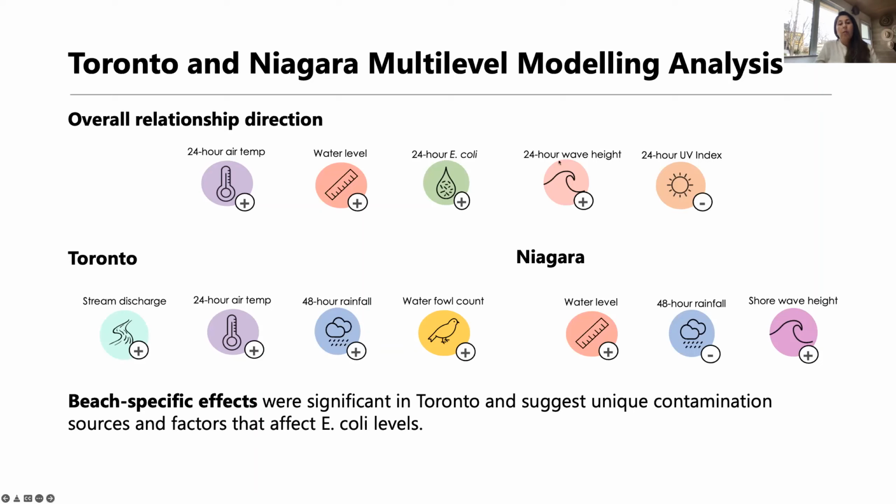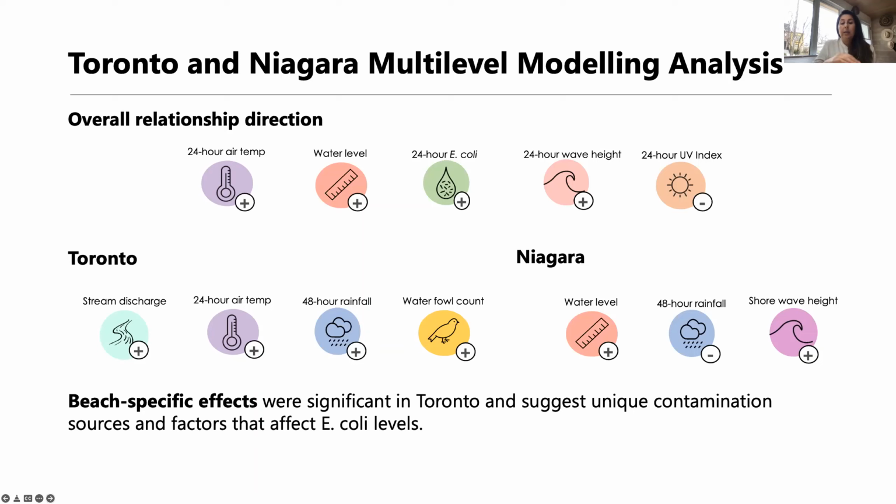So overall, we saw that 24-hour air temperature, as we saw with the past analysis, an increase in air temperature meant an increase in E. coli concentration. We found this also for water level, for previous day E. coli, and for the shore wave height, again, consistent with the past models. Increased UV index on the previous day was associated with a decrease in E. coli concentration overall. So we thought that was also interesting and confirmatory of what we found in our past analysis.